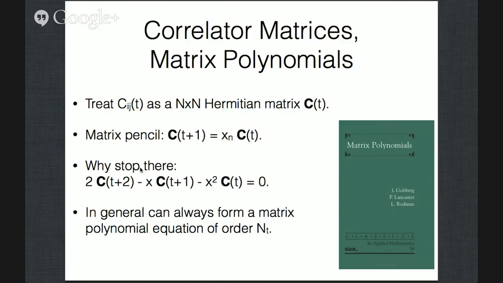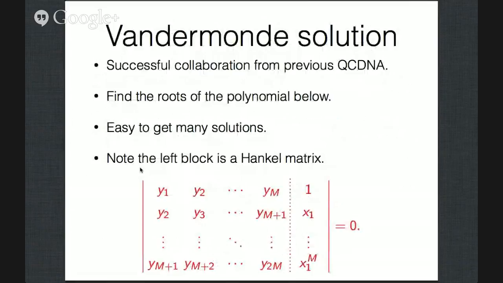For example, in this version, let's not bother with the matrix valued coefficients. Here, if I use all my time slices, I just get the complete spectrum. So for the ground state, I won't get the T dependence of the ground state. I just get the ground state as one of the roots of the polynomial.